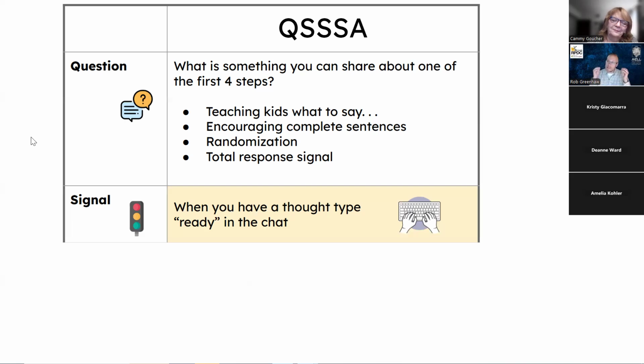Or it could be this is something I put in place and I've seen a good result, or my kids have responded well to it. Or you might even share, hey, I tried this and it really kind of fell flat and I'm not sure why. Whatever you want to share about it, try to pick one of the four that you have something to say about. And when you think you know what you want to share, our signal is you're going to type in the chat the word ready.